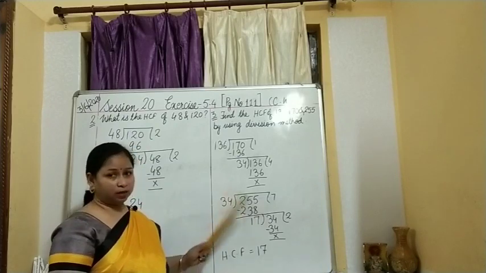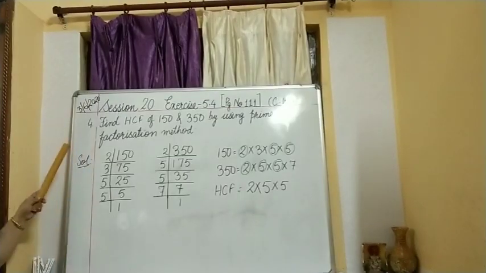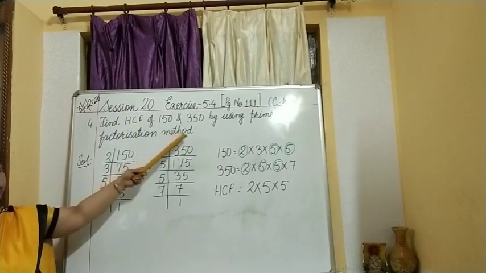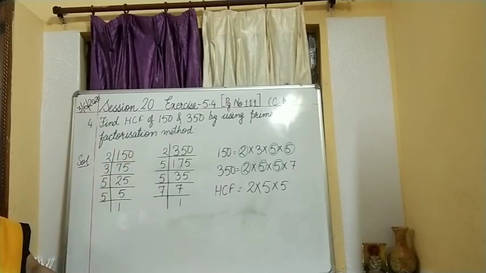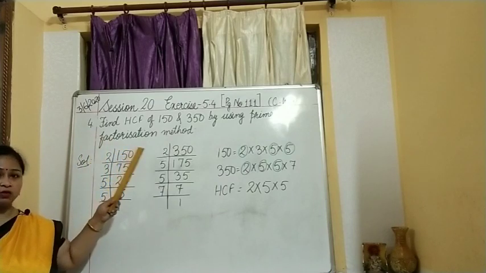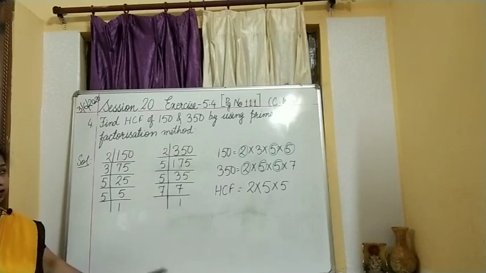I will be showing the next question also. Children, this is the last question of the exercise. Find HCF of 150 and 350 by using prime factorization method. Question number 2 and 3 we have worked out by using ladder division method, whereas question number 4 is asking us to find out by prime factorization method. So no problem, we have already learned this one.